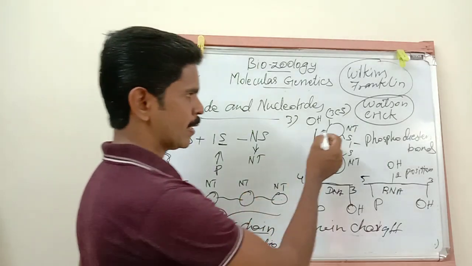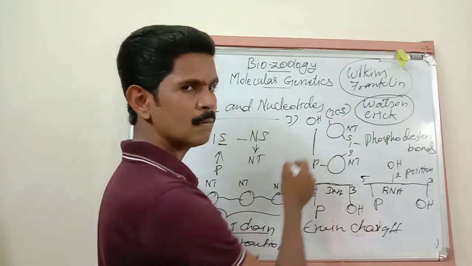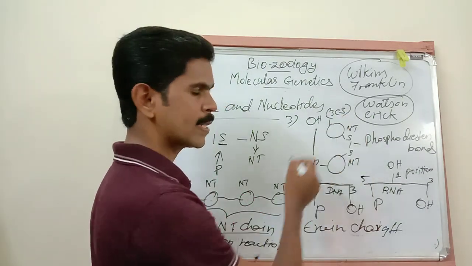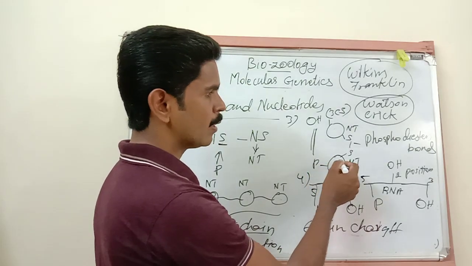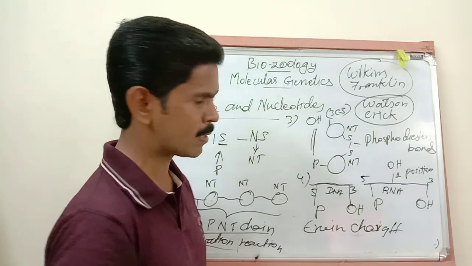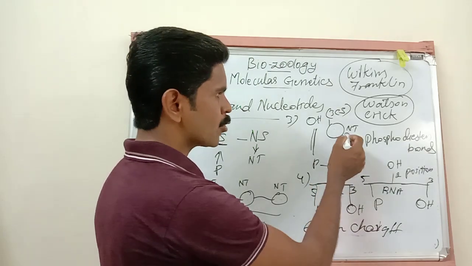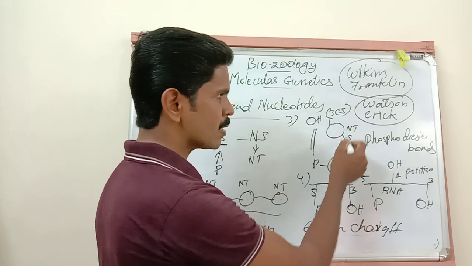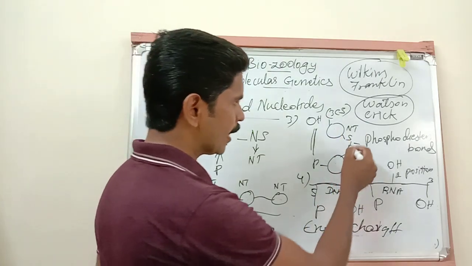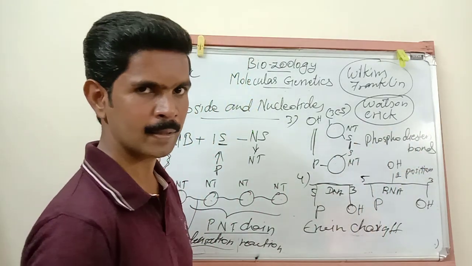Then the third point is that the hydroxyl group present in the 3-carbon sugar of one nucleotide is linked with the phosphate of another nucleotide. The sugar molecules present in two adjacent nucleotides are linked by a bond. The name of this bond is phosphodiester bond.